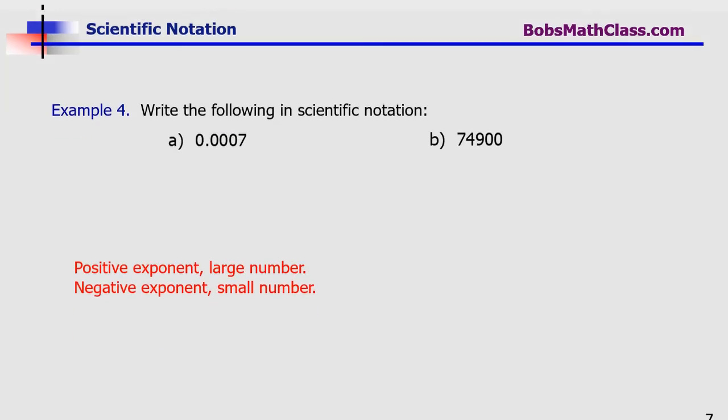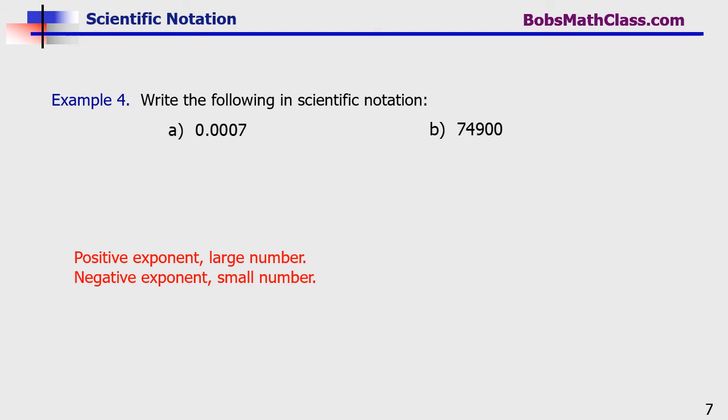All right. Write in scientific notation, 0.0007. We need to move the decimal point to the right, and we want our number to be between 1 and 10. So that'll be 7. So you got to move the decimal point from where it is to after the 7. How many places will that be? That's right, 4. So 7 times 10 to the negative 4.